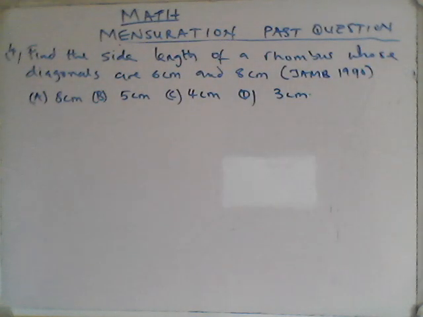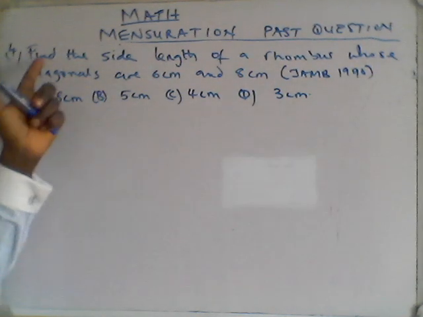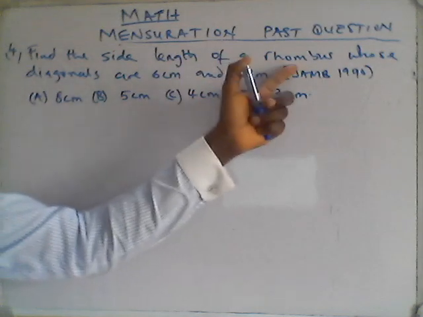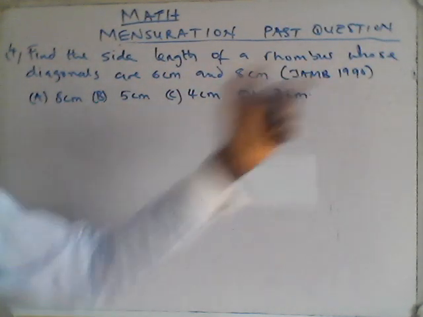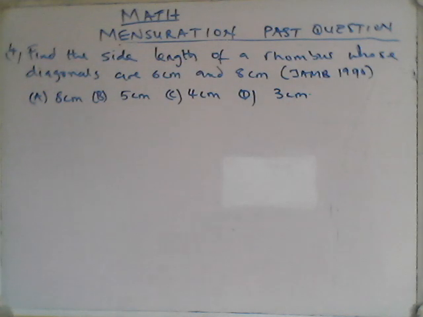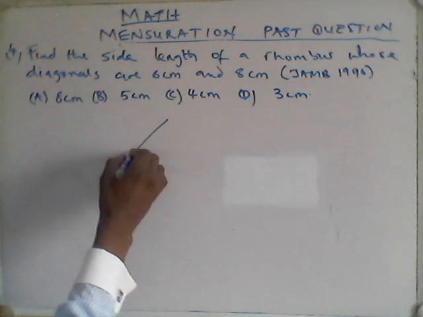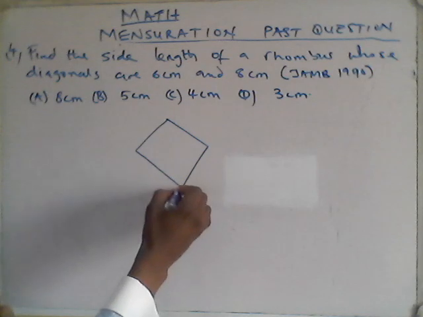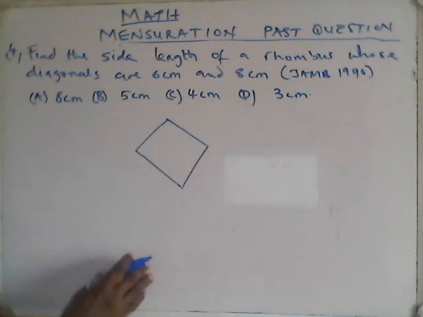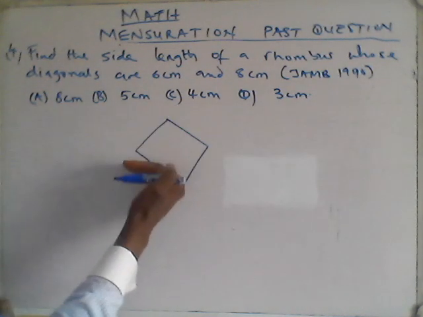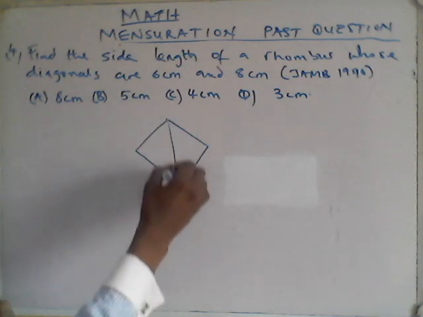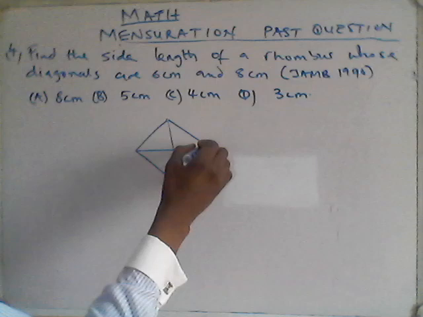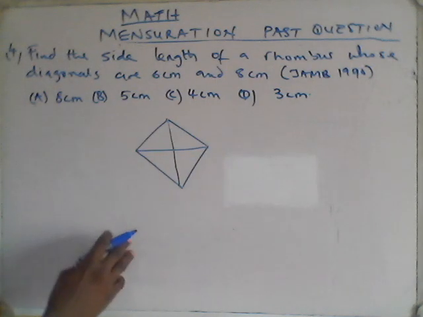So I have this question on the board, number 4. It says, find the side length of a rhombus whose diagonals are 6 cm and 8 cm. This is JAMB 1990. First of all, what is a rhombus? A rhombus looks like this. That's how a rhombus looks. So we're trying to find the sides of a rhombus whose diagonals are, I have this diagonal here and this diagonal here, 6 cm and 8 cm.